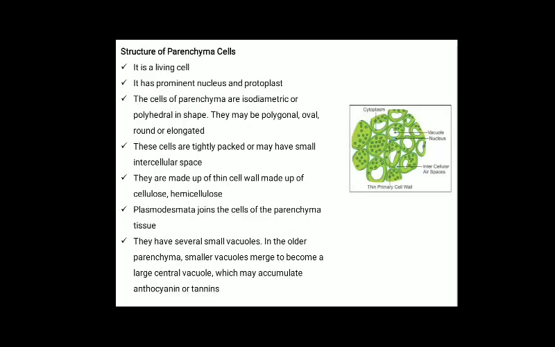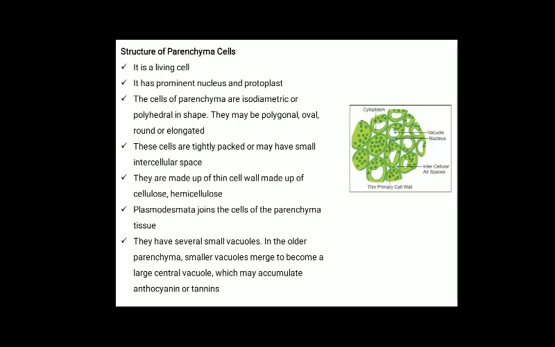Then structure of parenchyma cells. It is a living cell. It has a prominent nucleus and protoplast. The cells of parenchyma are isodiametric or polyhedral in shape. They may be polygonal, oval, rounded, or elongated in nature. These cells are tightly packed or they have small intercellular spaces.